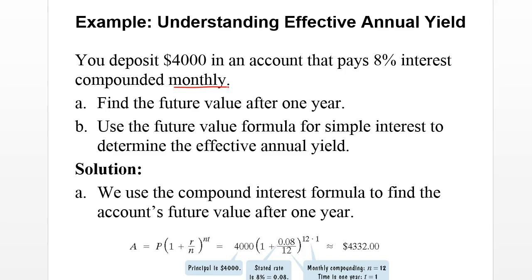All right, find the future value after 1 year and use the future value for simple interest to come up with yield. So we're taking the compound interest formula down here, P times 1 plus R over N to the NT, and we're plugging in the 4,000 for P, the 0.08 for R, the 12 for N. And T is just 1 because we want to get yield. So we're just going to see what happens after 1 year. So we are at $4,332 roughly after 1 year.